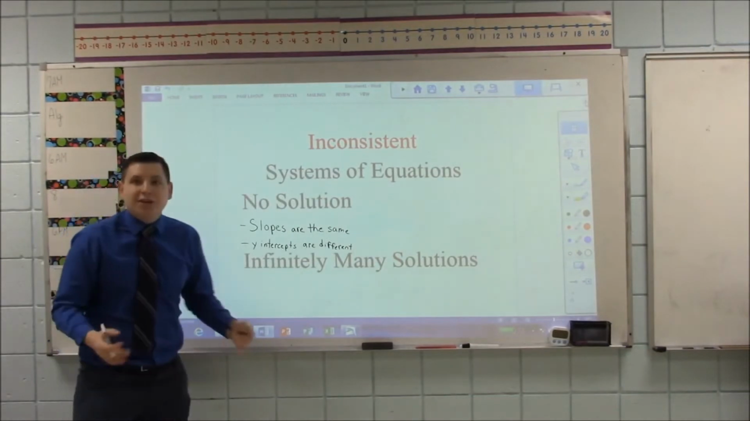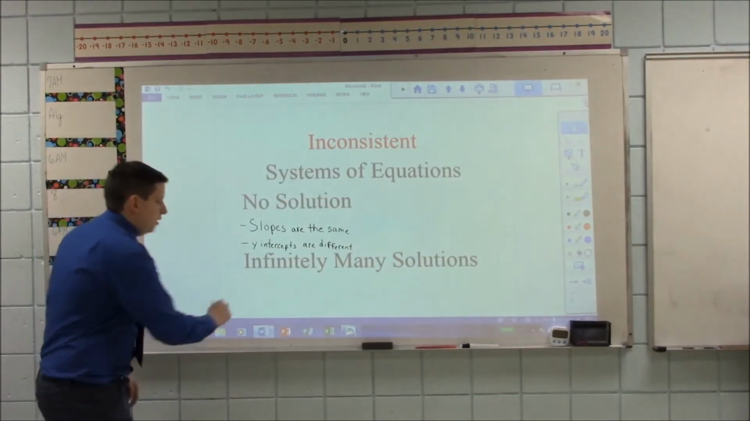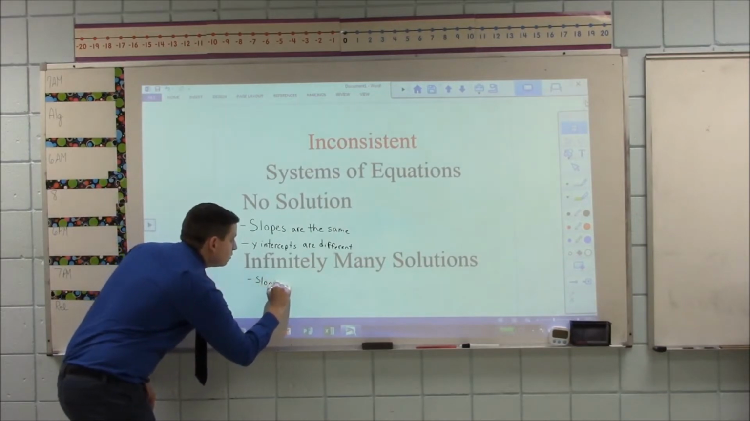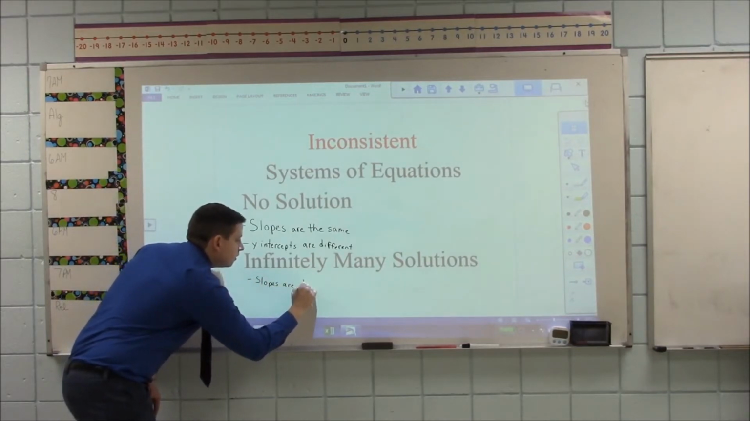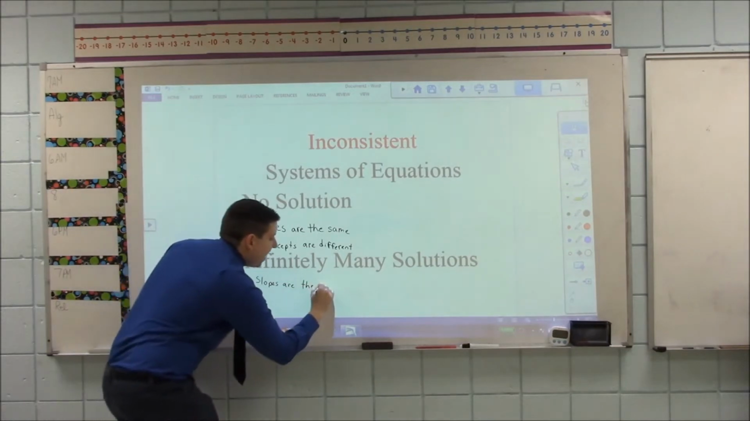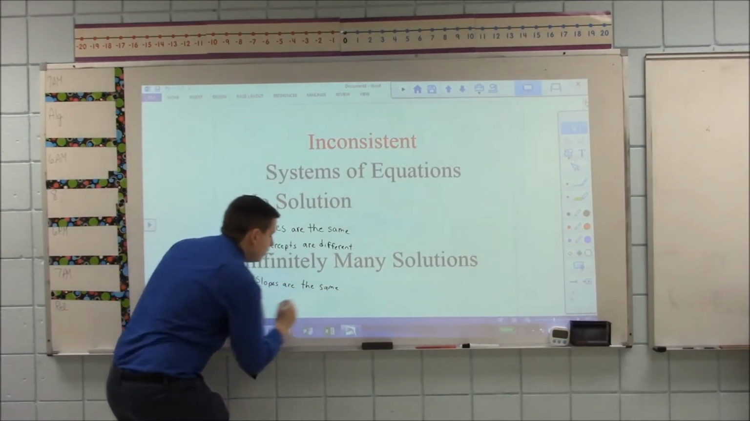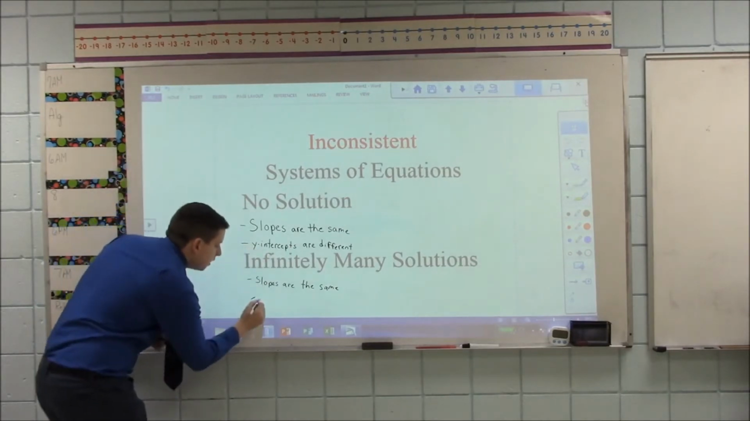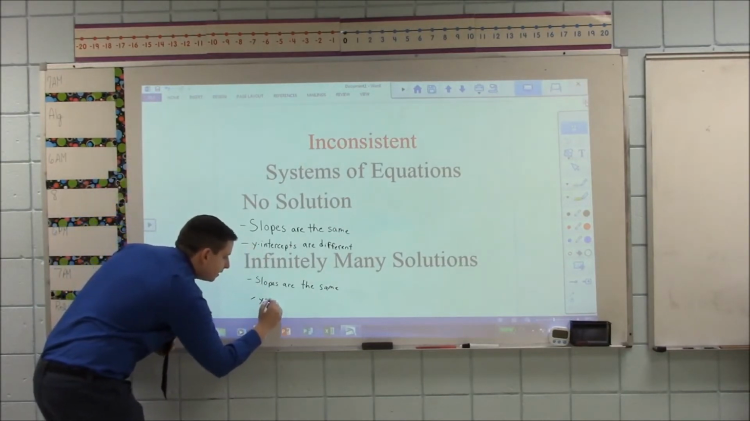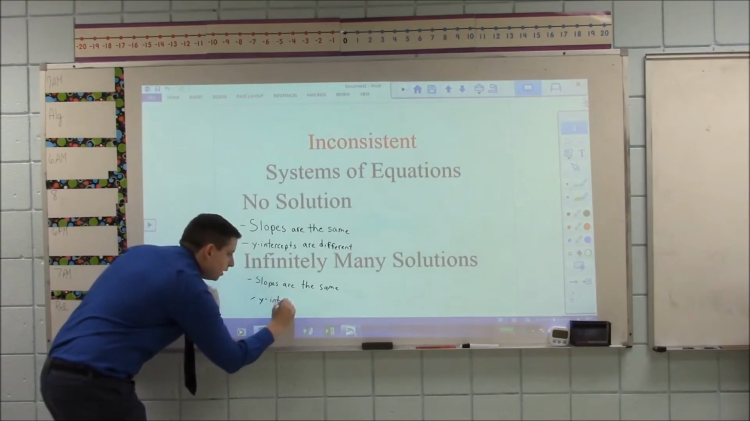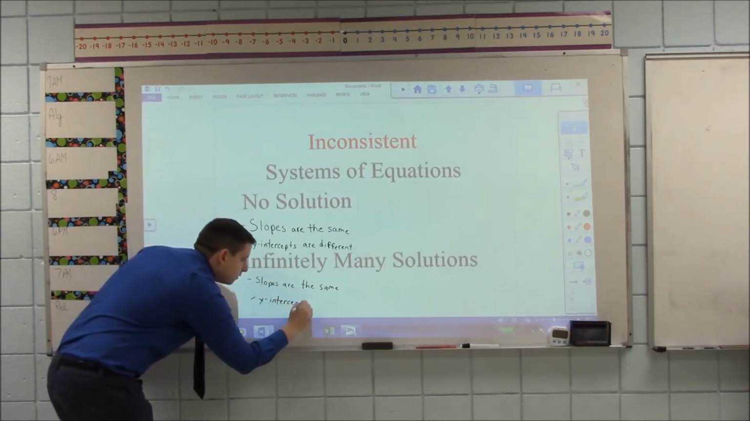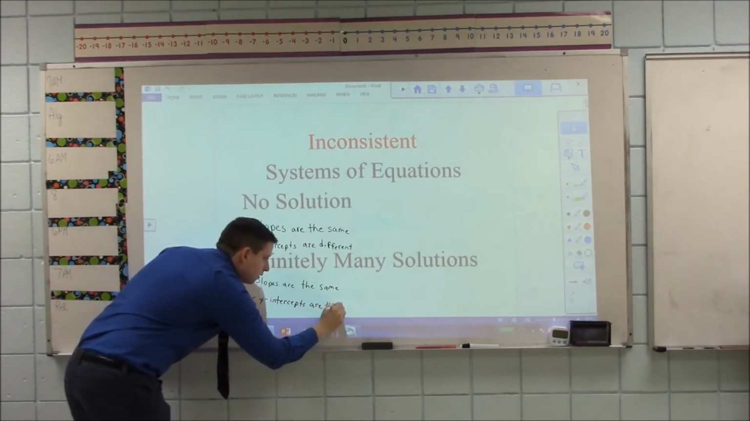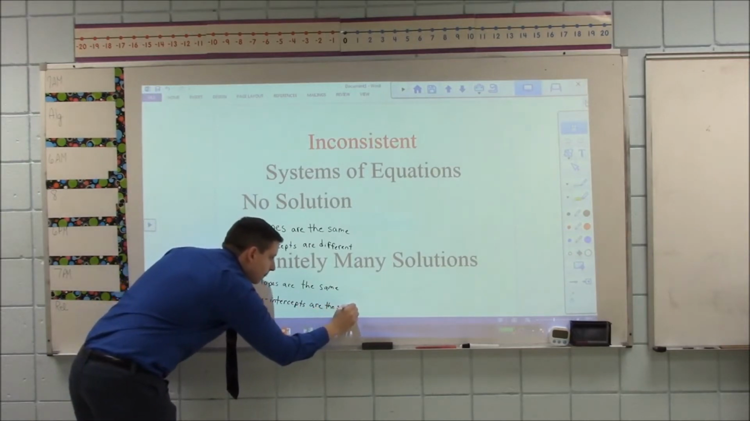So now when there are infinitely many solutions, you still need to have the slopes being the same. Slopes are the same and the y-intercepts are also the same, because what this is saying is just that it's the same exact line. Y-intercepts are the same.